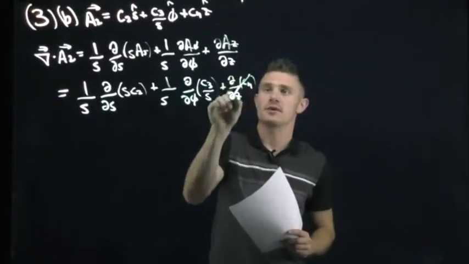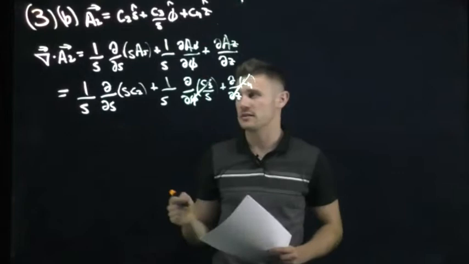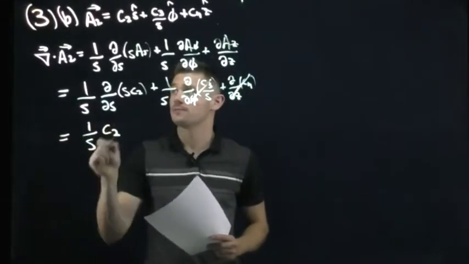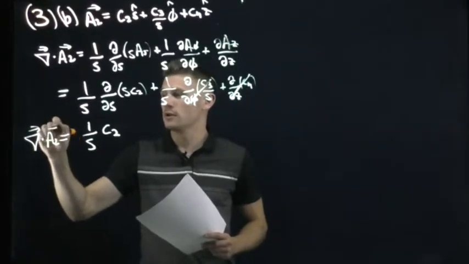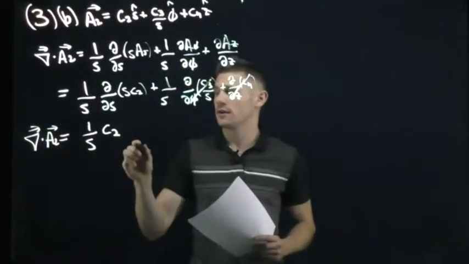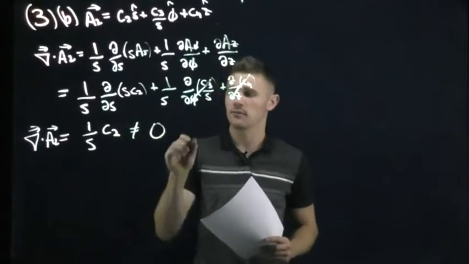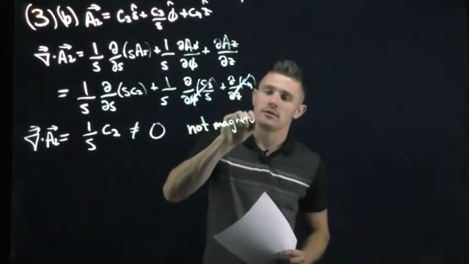So we'll see that this right away is 0, this right away is 0, because they're constants with respect to these variables. However, we have 1 over s C2 from the first component. So therefore the divergence of A2 is equal to C2 over s, which is not equal to 0. So this is not magnetostatic.